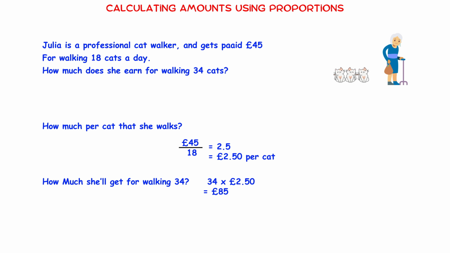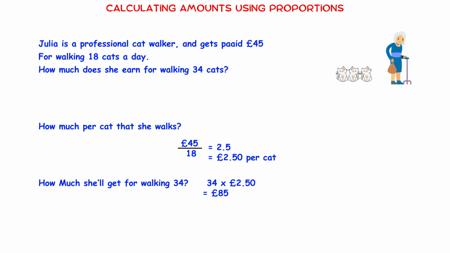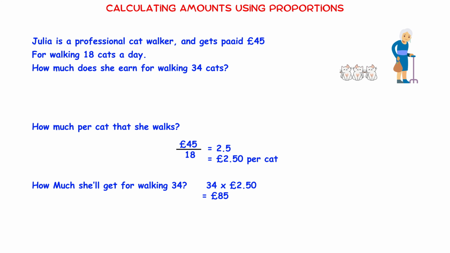Let's have a go at another one. Julia is a professional cat walker and gets paid £45 for walking 18 cats, and how much would she earn for walking 34 cats? So this time the first thing we want to do is figure out how much she gets paid per cat that she walks, which we can do by dividing the total of £45 by the 18 cats, which gives us 2.5, or in other words, she gets paid £2.50 per cat that she walks. And so to find out how much she'll get paid for walking 34 cats, we just multiply 34 by £2.50 to find that she'd get £85.